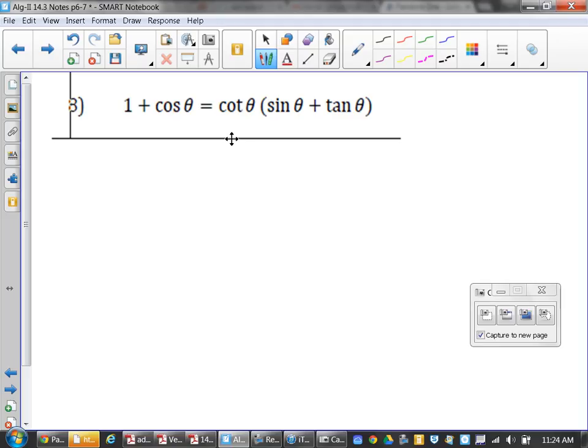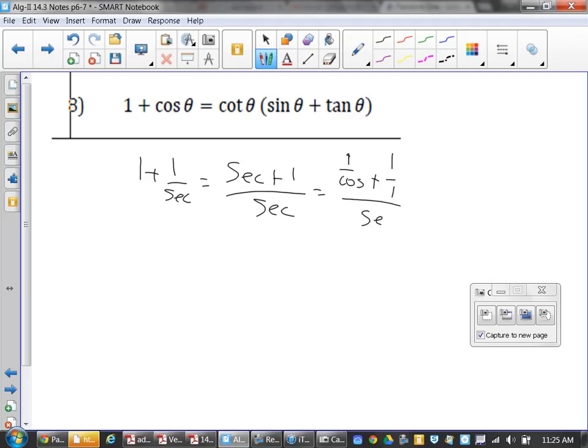I honestly can't think of any possible way to go left to right on this unless you flip it and go 1 plus 1 over secant, and then get secant plus 1 over secant squared, which is 1 over cosine plus 1 over 1 over secant. And then it just starts to get really, really nasty. I mean, it works, but it's just awful. So go the other direction, it's actually really easy. I promise you tomorrow on the test, everything's left to right.